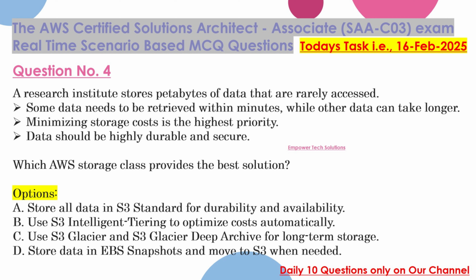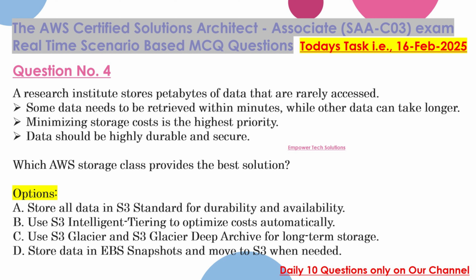Question 4. A research institute stores petabytes of data that are rarely accessed. Some data needs to be retrieved within minutes, while other data can take longer. Minimizing storage costs is the highest priority. Data should be highly durable and secure. Which AWS storage class provides the best solution?